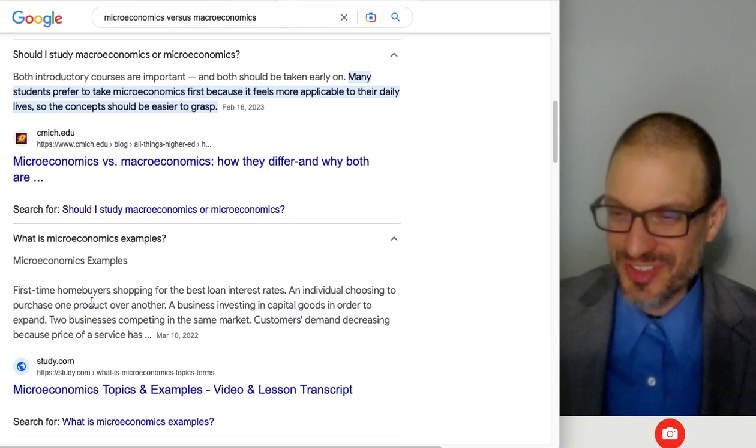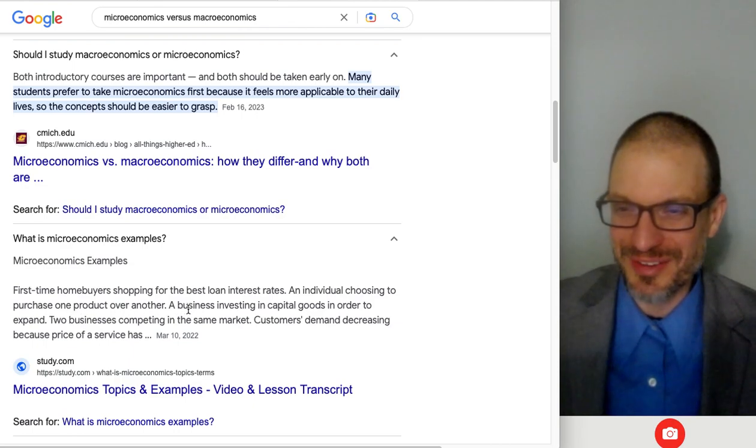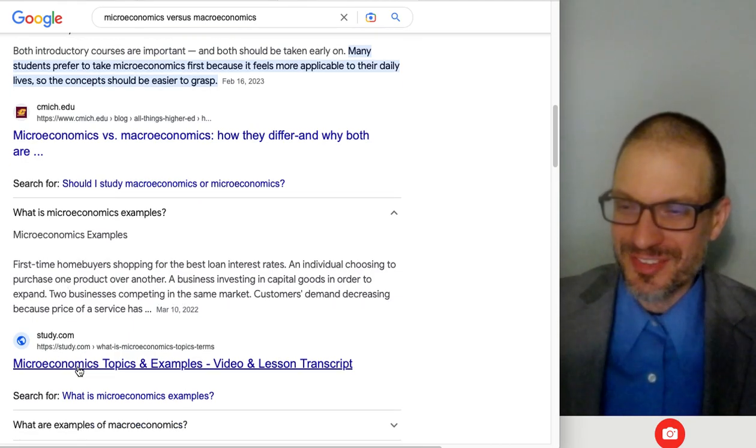Let's see what it says here. First-time home buyers shopping for the best loan interest rates and individuals choosing to purchase one product over another. This is great. Study.com. Thanks a lot.